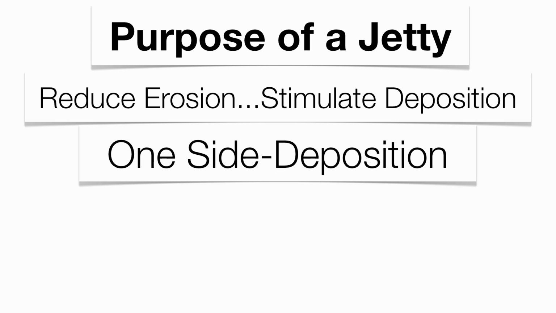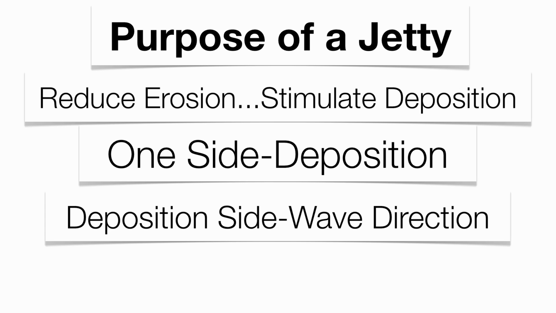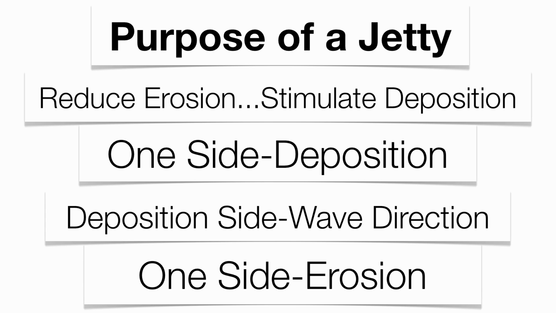That leads us to basically the purpose of a jetty. Your jetties, again, are going to basically be put out in the water to stimulate deposition. So one side of your jetty, you're going to get deposition. The other side of the jetty, you're going to get a little bit of erosion. Now, the side of the jetty that's going to get deposition, that's the side that's going to tell you where the waves are coming from.